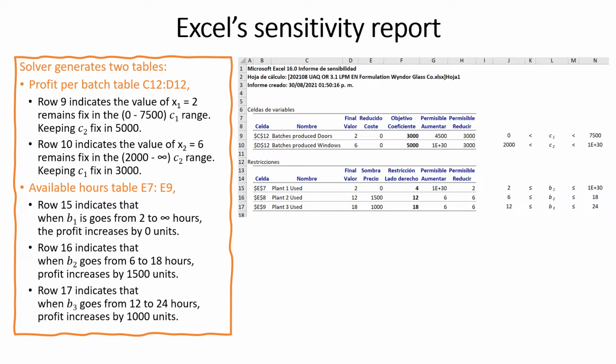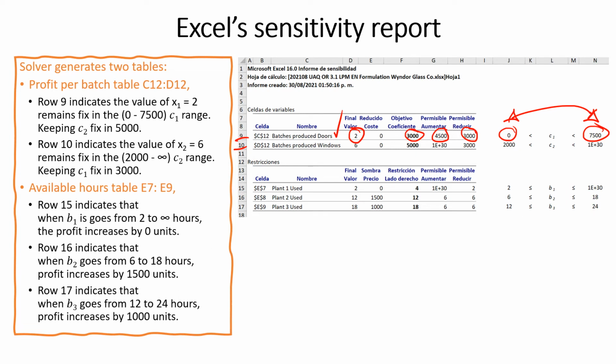Finally, we have the Excel sensitivity report, which is better than the other two options. Here we have row number 9 and row number 10. The first one explains information regarding batches produced of doors. Our original figure is 3,000, that was the profit per batch for the doors. Here we can add 4,500 to 3,000 and we get 7,500. And also 3,000 minus 3,000 gives us 0. So this is a range where the profit for doors can move between 0 and 7,500 without changing the final value for the production rate of doors.